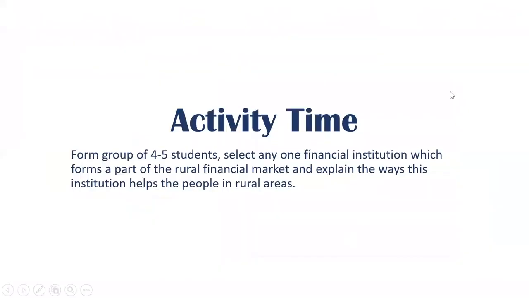So this was the second topic of chapter 5. We come to the end of the topic, and you have to do this activity in which you have to form a group of 4 to 5 students and select one financial institution which forms a part of the rural financial market, and explain the ways this institution helps the people in rural areas. So I hope this topic was understandable, and please do the activity for further understanding.